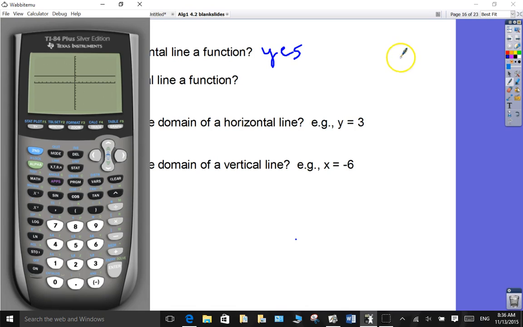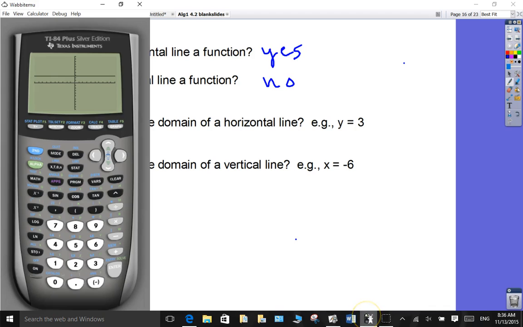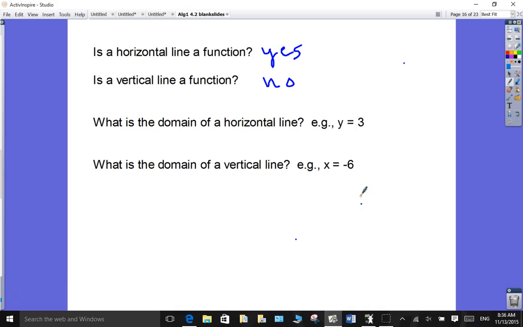Okay, how about the vertical line? We already said the vertical line is not a function. You know, you don't have an x equals button on the calculator. That's why you can't enter it in. There's no way for you to enter a vertical line because it's not a function, and we're only dealing with functions.